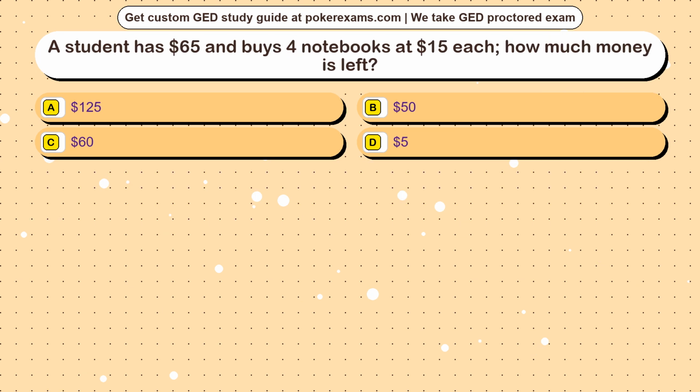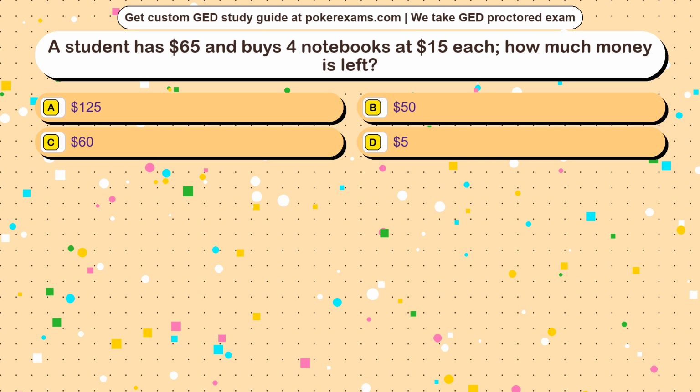Question 21. A student has $65 and buys 4 notebooks at $15 each. How much money is left? Option A, $125. Option B, $50. Option C, $60. Option D, $5.